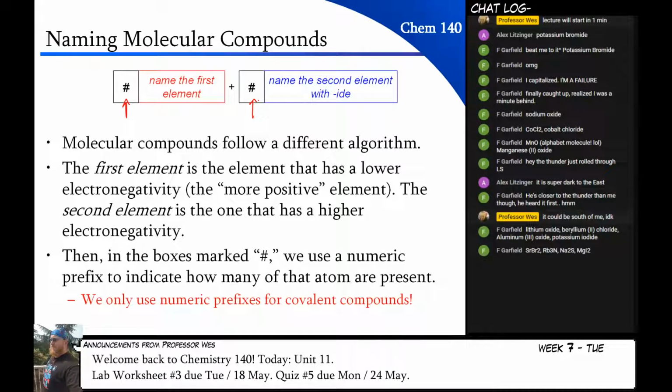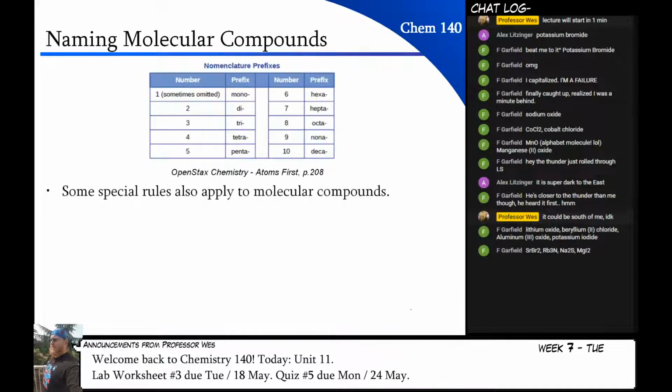In the boxes marked with the pound symbol, you're going to use a numeric prefix, and that numeric prefix governs how many are present in the compound you're trying to represent. Now, you only use numeric prefixes for covalent compounds. Don't start applying these to ionic compounds. You will get it marked wrong. Now, what are the numeric prefixes? Here they are on the screen.